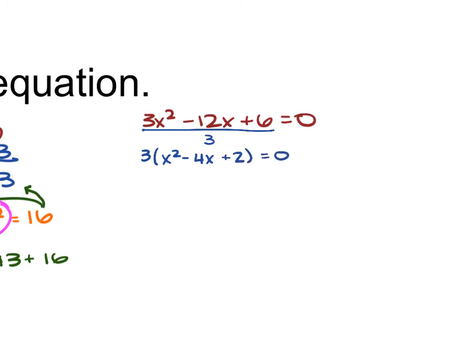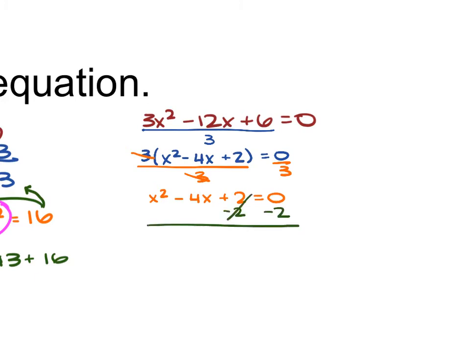I then want to move that 3 to the other side, so I would divide it by each side. Remember, 0 divided by anything is 0, so those 3's cancel out, and I'm just left with x squared minus 4x plus 2 is equal to 0. I need to isolate my constant first from this step, so I'm going to subtract that 2 from each side. And I'm going to be left with x squared minus 4x is equal to negative 2.